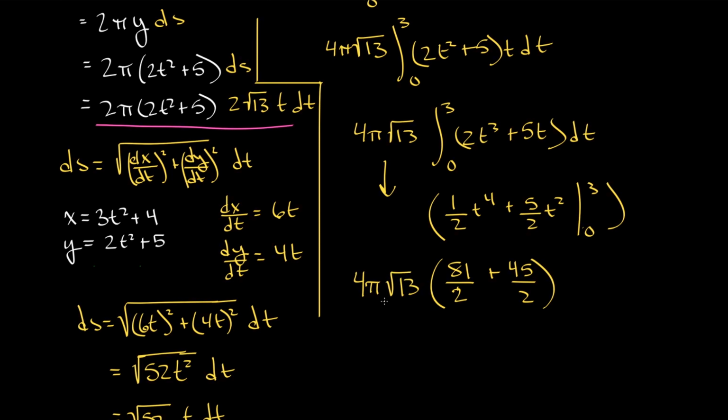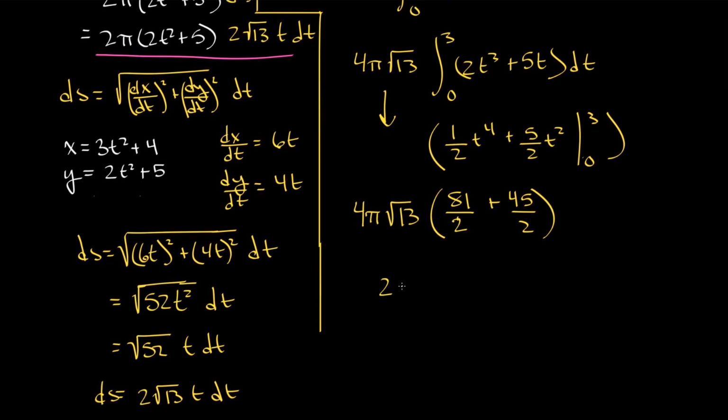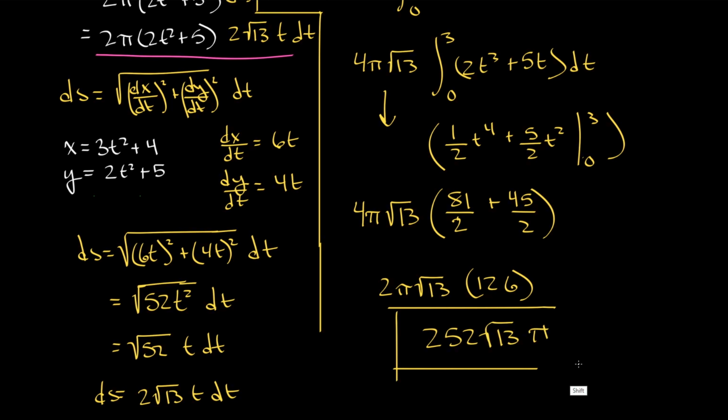Here we go. This is it. Let's take out this 1/2 from these terms here. And we'll be left with 2 pi times the square root of 13. And then 81 plus 45 is 126, it looks like. And then times 2, that is 252. So boom, 252 times the square root of 13 times pi. That is our surface area right here.